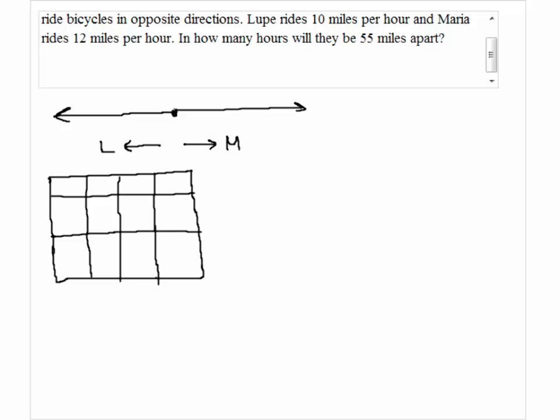We are going to use the top row for Lupe and the bottom row for Maria. The first column will be the distance, the second column will be the speed or rate in miles per hour, and the last column will be the time. The speed of Lupe is 10 miles per hour, so we put 10 under the rate for Lupe, and 12 miles per hour for Marissa, so we put 12 under the rate for Marissa.